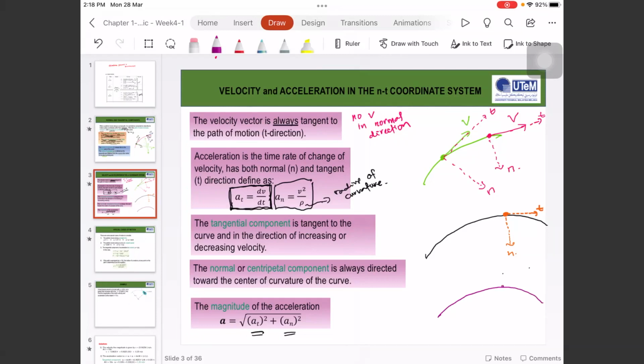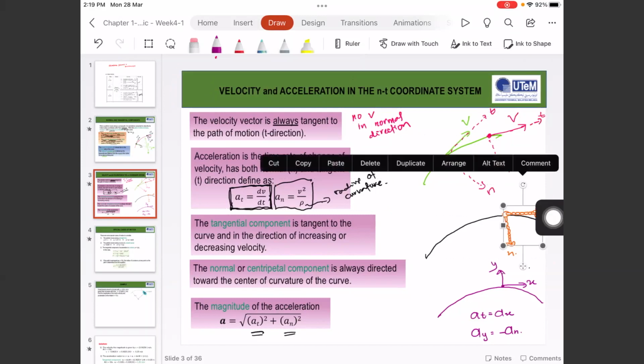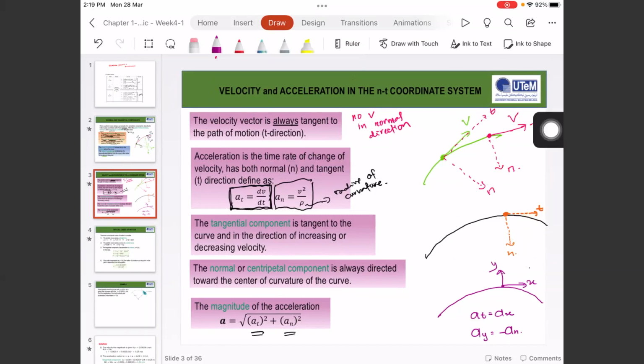If you have X and also you have Y, it is the same thing. So A tangent in this case is equal to A X, and A Y is equal to minus A N, because the directions are different. So you have normal and you have tangent.